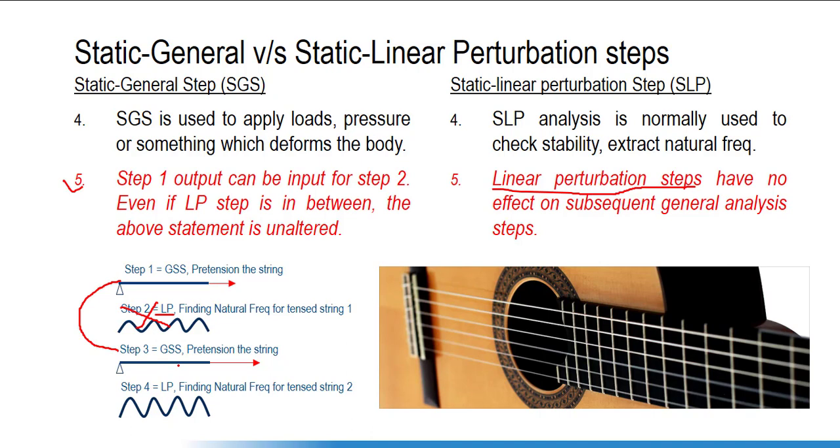This example is nothing but a violin string example. One end is fixed and the other end is a roller constraint with some pretension load. We will see one example on it.